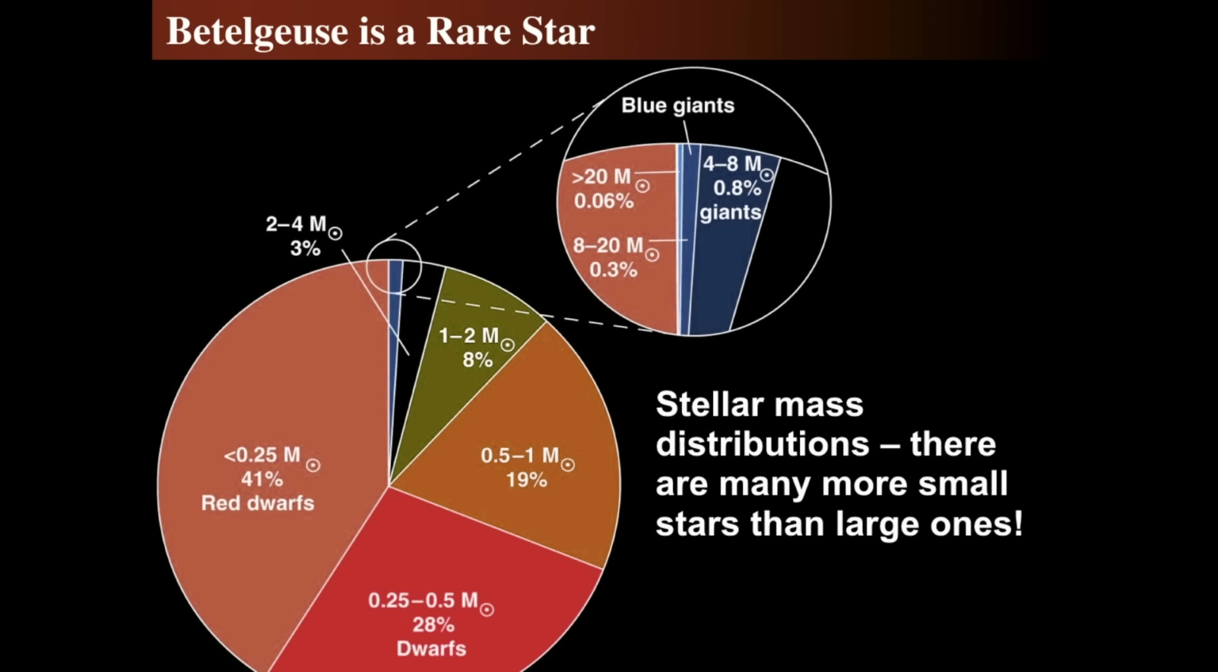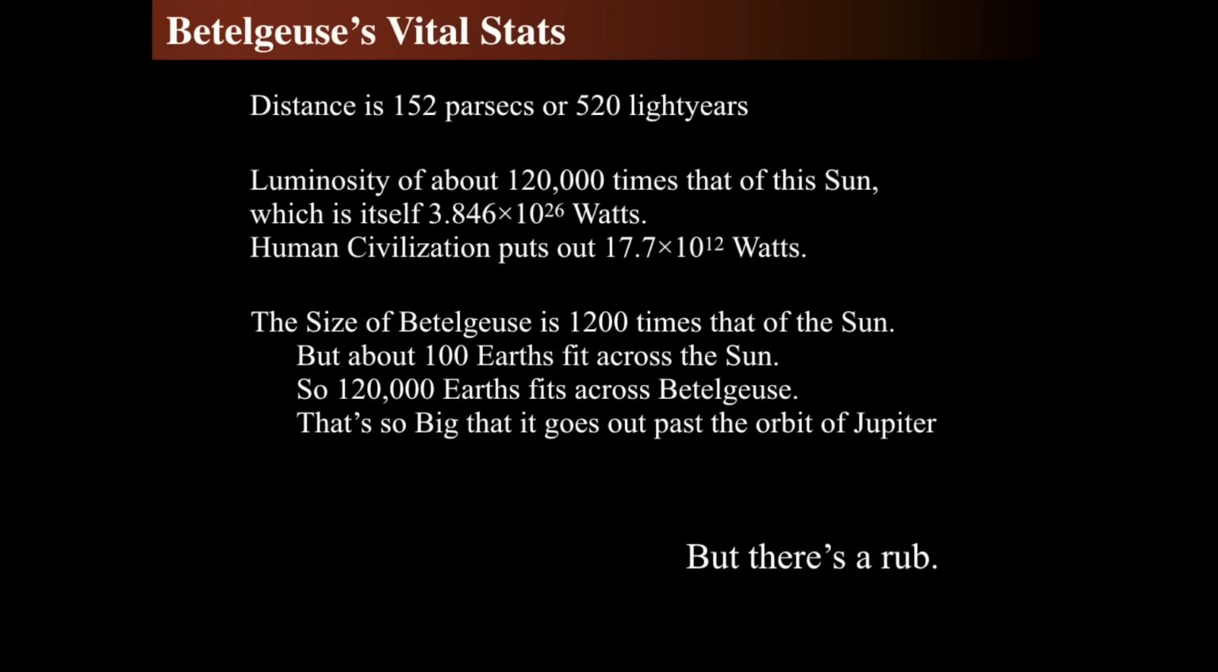Now, Betelgeuse is about 152 parsecs away, or about 500 light years, and the luminosity is about 120 times that of the Sun, so it's extraordinarily luminous. This is a really fun statistic: the absolute wattage is about 4 times 10 to the 26th watts, and if you compare that to what human civilization puts out, which is about 17 terawatts, we're nothing compared to the luminosity of Betelgeuse. We're nothing. 10 to the 14th times less.